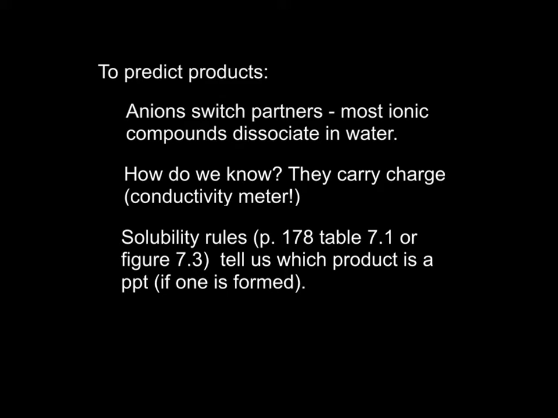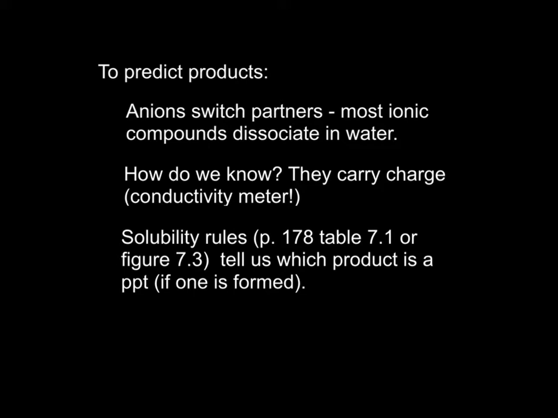Some of you were wondering how we go about predicting the products when you got to the last part of the POGL activity and you struggled with it. So let's see what maybe needs to be cleared up. When we predict our products, the anions switch partners. Most ionic compounds dissociate in water. How are we supposed to know that? We actually learned that when we learned how to classify chemical compounds. We learned that ionic compounds carry a charge in water through our conductivity meter. This told us that the ions had to have dissociated or separated from one another.